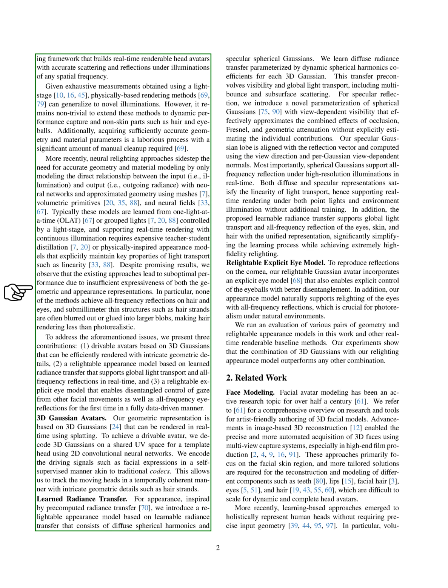We use exhaustive measurements from a light stage and physically based rendering methods to generalize to novel illuminations. However, extending these methods to dynamic performance capture and non-skin parts like hair and eyeballs is not straightforward. Moreover, obtaining sufficiently accurate geometry and material parameters is a time-consuming process that requires a lot of manual cleanup. Recent neural relighting approaches have tried to bypass the need for accurate geometry and material modeling by modeling the direct relationship between the input illumination and output outgoing radiance with neural networks and approximated geometry.